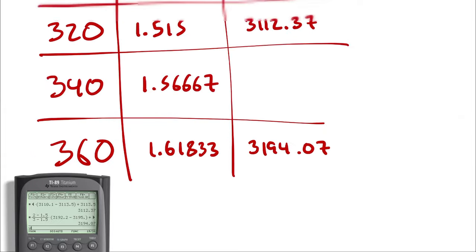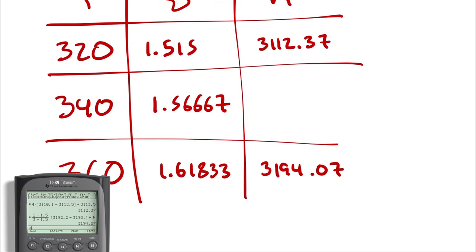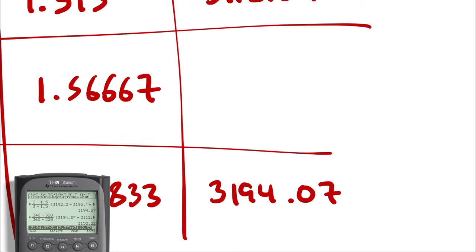And again, I have created enough stepping stones to produce the interpolation that will actually give me what I want. I'm going to take 340 minus 320 divided by 360 minus 320. I'm going to multiply that by 3194.07 minus 3112.37 and add that to 3112.37. And I get 3153.22.